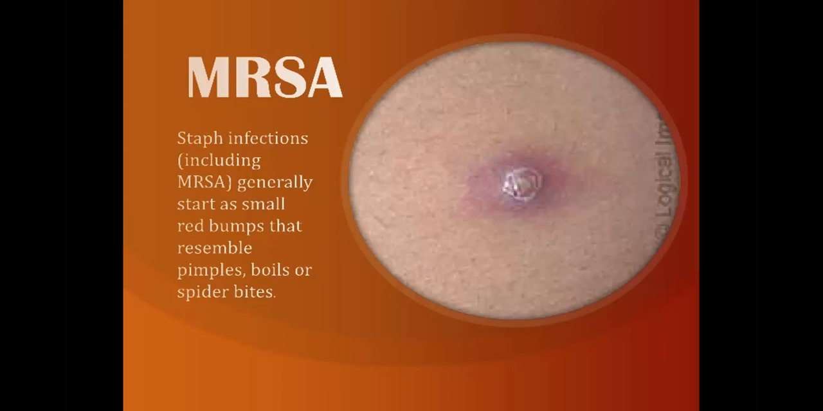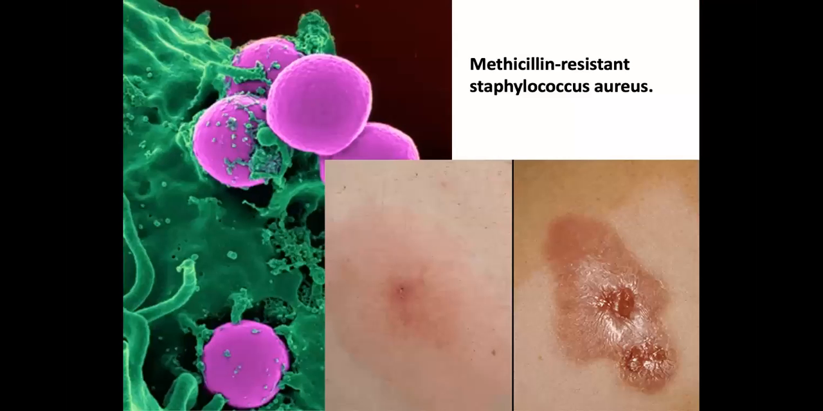So they typically start as this small red bump that looks like a pimple. They also look similar to a boil or a spider bite, if anybody's ever been bitten by a spider. So same thing can happen here. So if we needed to treat this, but we already built up this immunity or this resistance to an antibiotic, when we really need to treat it, it's not going to work.